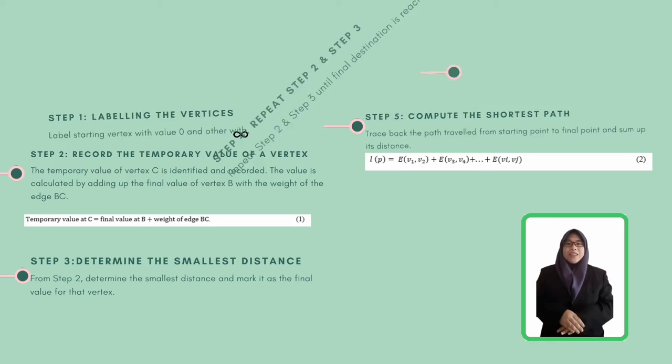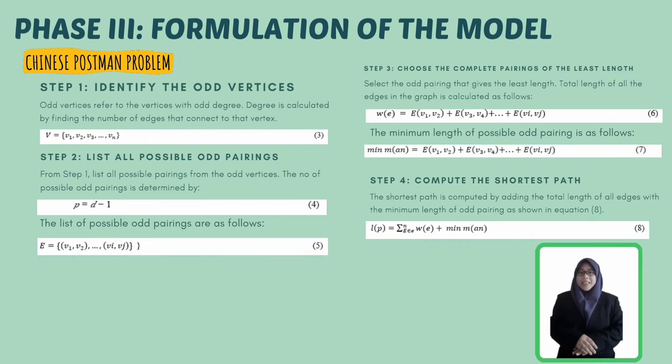Chinese Postman Problem, CPP. There are 4 steps to solve CPP. First step is to identify the odd vertices. Second, list all possible odd pairings. Third, choose the complete pairing of the least length, and the last step is to compute the shortest path.